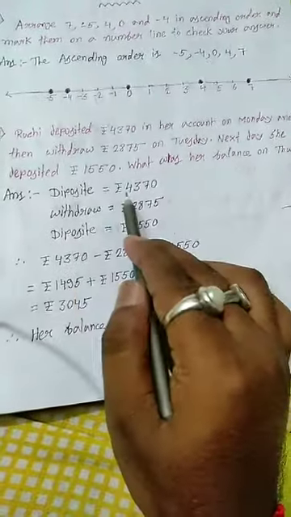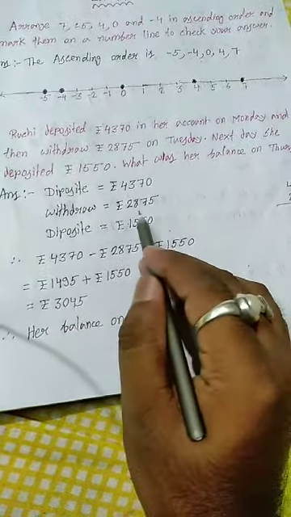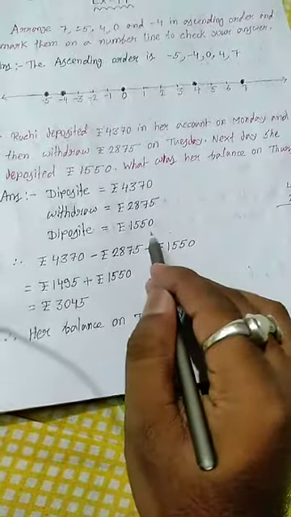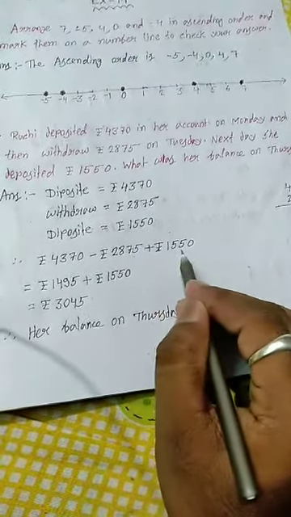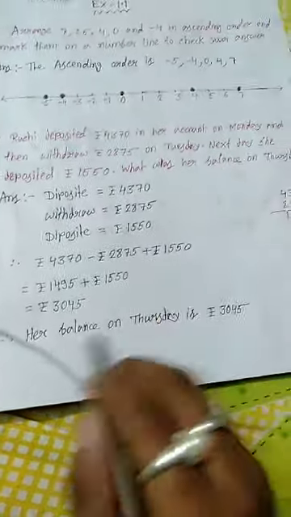That means deposit means plus 4,370. You withdraw this much money, that means you have to subtract this much money, and she again deposits this much money, that means you have to add this much money to the previous amount. Clear? Then calculate this. You will get this answer.